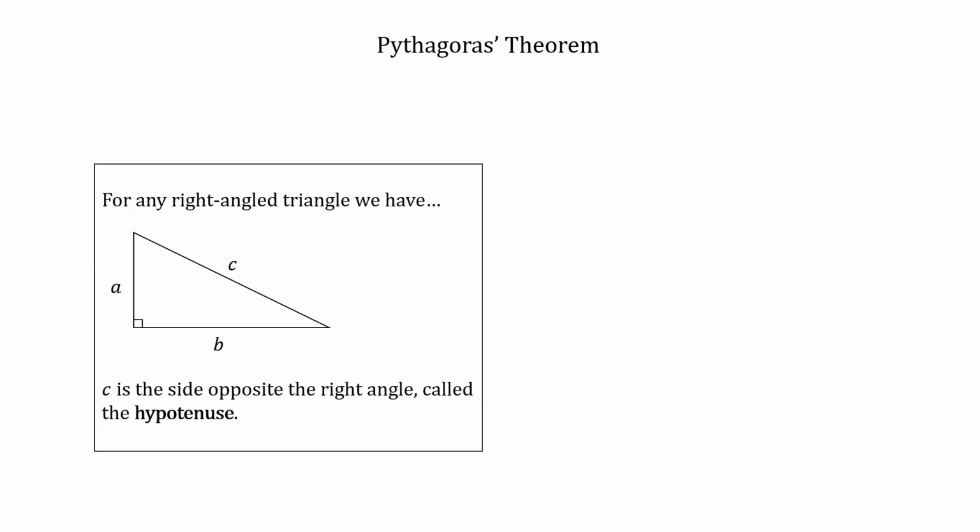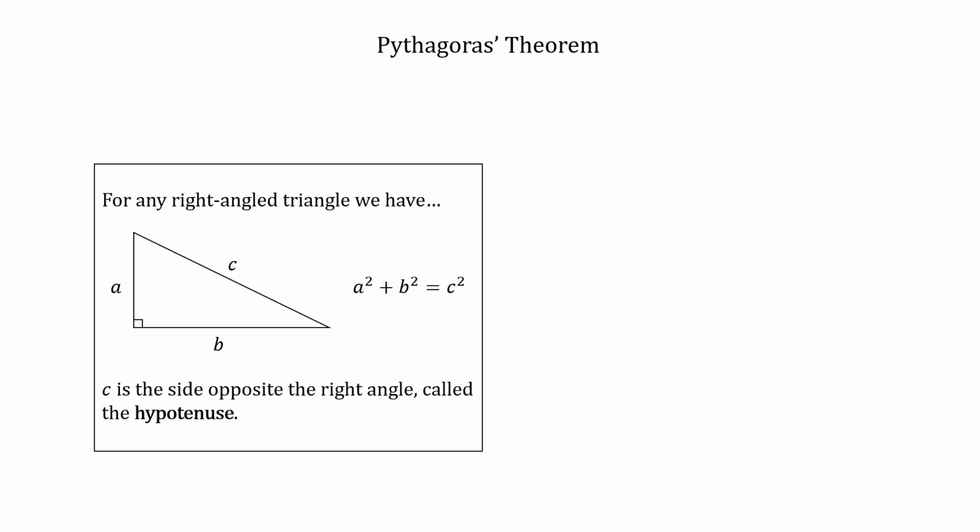It's called the hypotenuse. So this is an important bit of terminology. Whenever we talk about the hypotenuse of a right angled triangle, we mean the side opposite the right angle. And that's always the longest of the three sides. So with this setup, Pythagoras' theorem is that a squared plus b squared equals c squared. So it's this equation here that is the theorem.